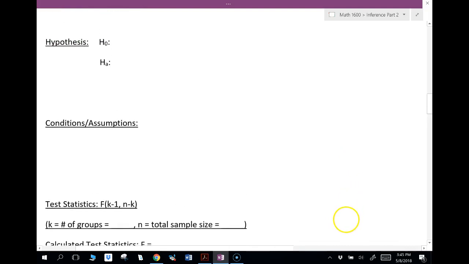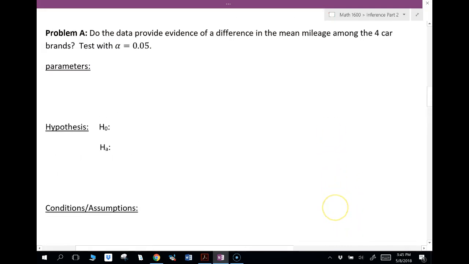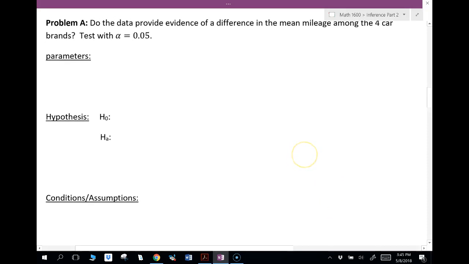All right? So the first thing you need to do is define your parameters. Since we're using mu1, mu2, and mu3, or even in context, since we have brands, we're going to end up using mu1, mu2, mu3, and mu4. We got 4 brands. So our parameters are mu1, mu2, mu3, and mu4. And we have to define each of these parameters.